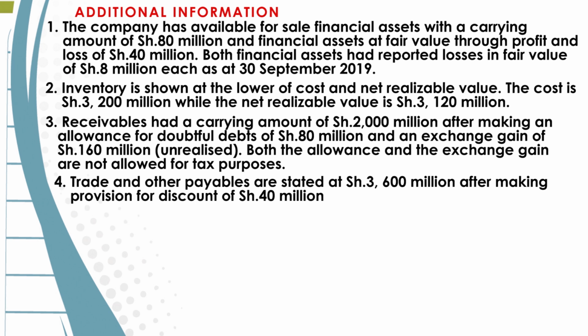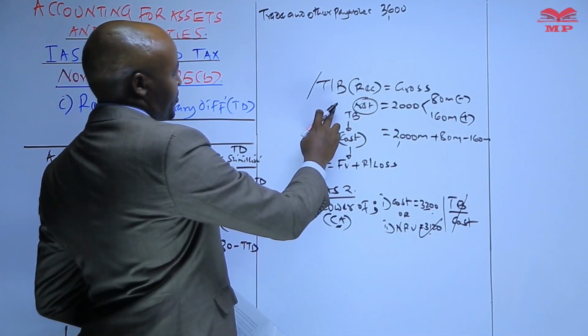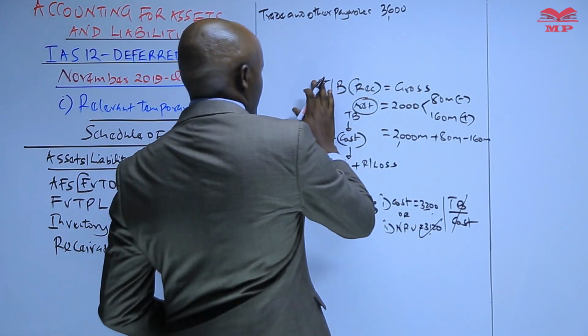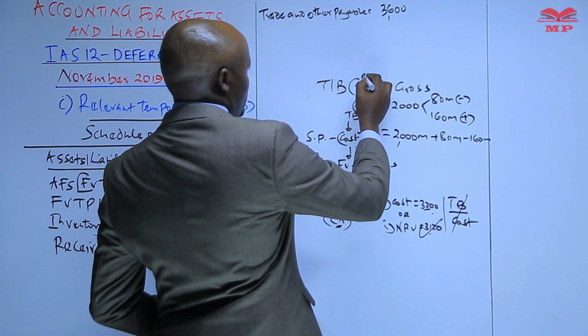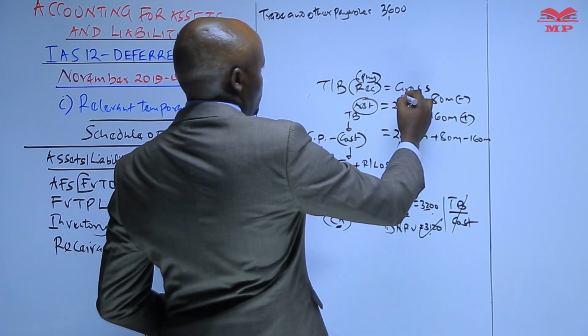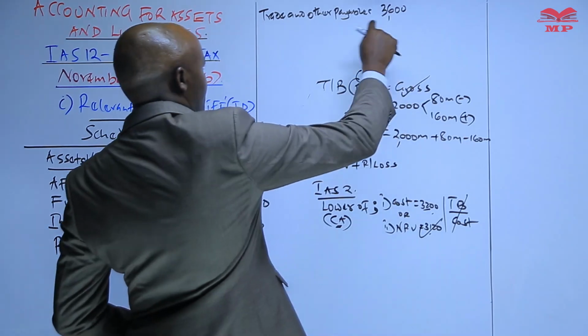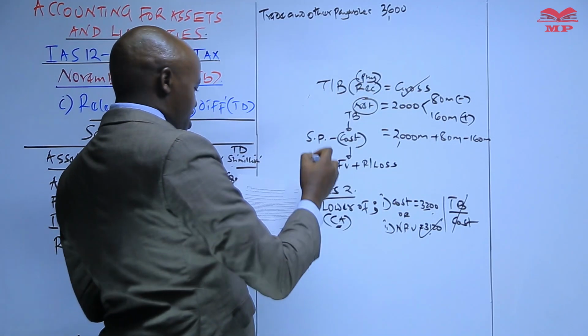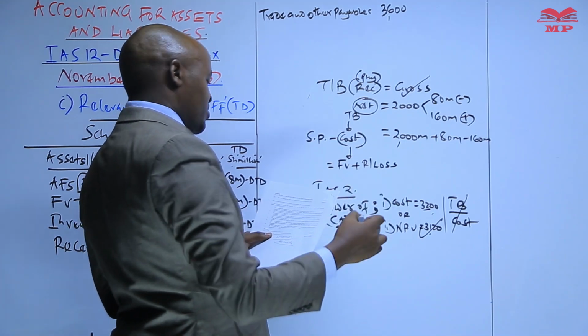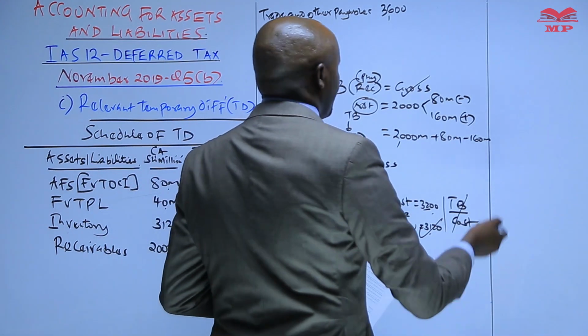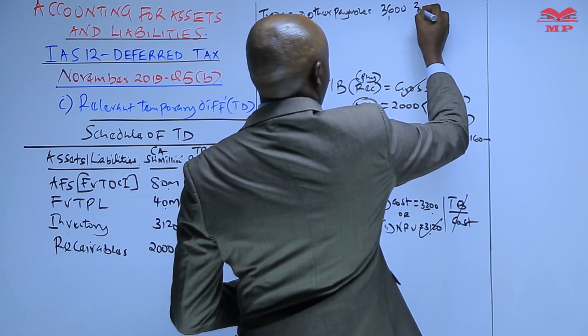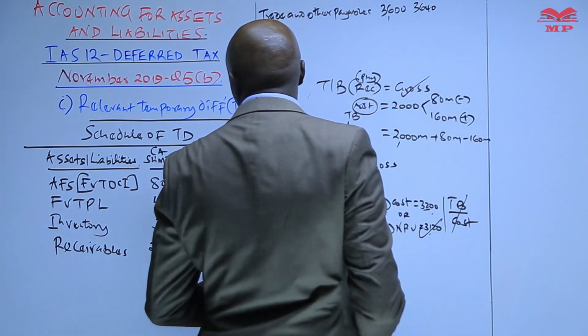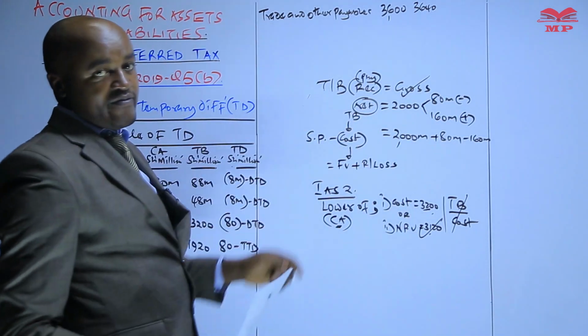Equally, just like what you have said regarding the receivables, the tax base of trade receivables and also payables is equal to the gross amount, because whatever you have here is a net. And you're told this particular net amount of 3,600 is arrived at after making a provision of 40. How do we get the original value? To get the original value, we take this plus 40.